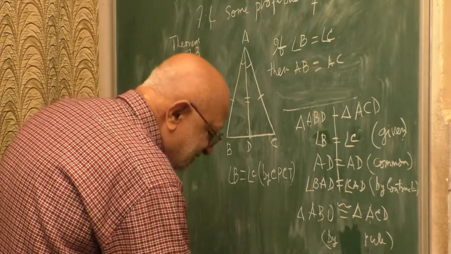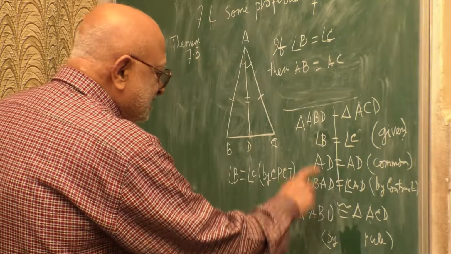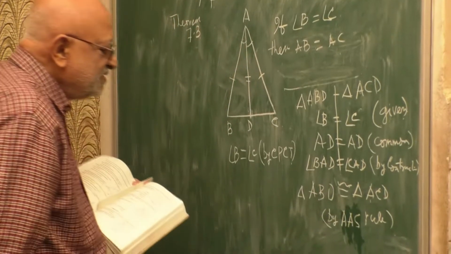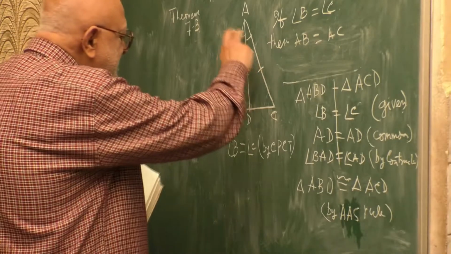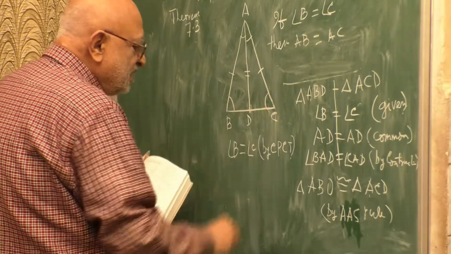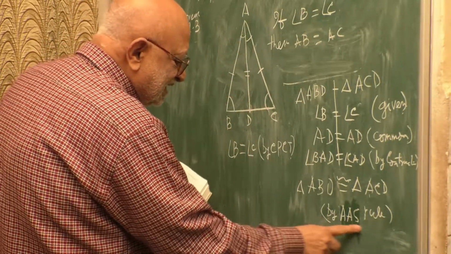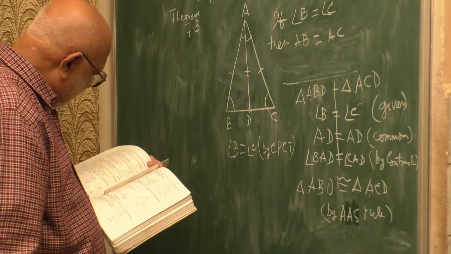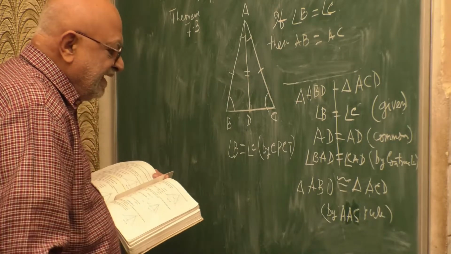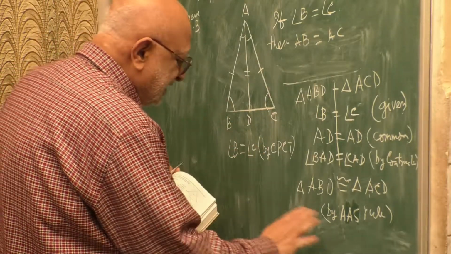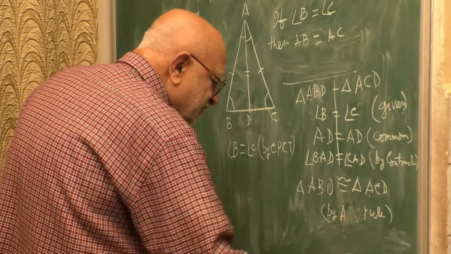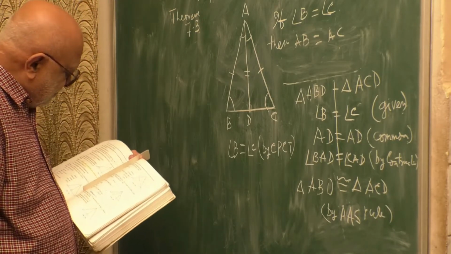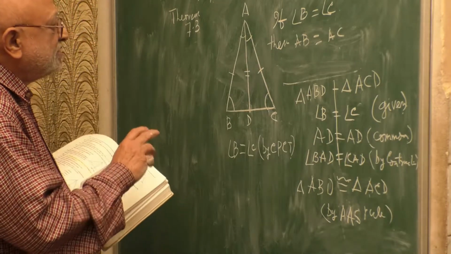And then this is not by SAS rule. This becomes the rule by two angles and a side, AAS rule. Okay, two angles means which are the two angles? This angle and this angle, and this side. So they become the second rule, AAS rule. You would be able to prove. Okay, ASA also it will be proven. Now this is over. So these are the two properties.